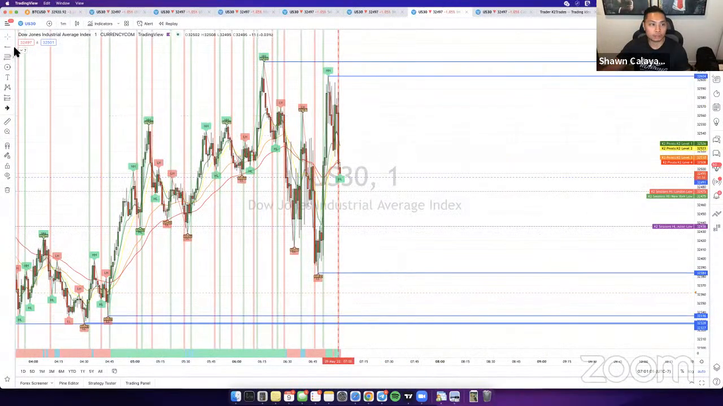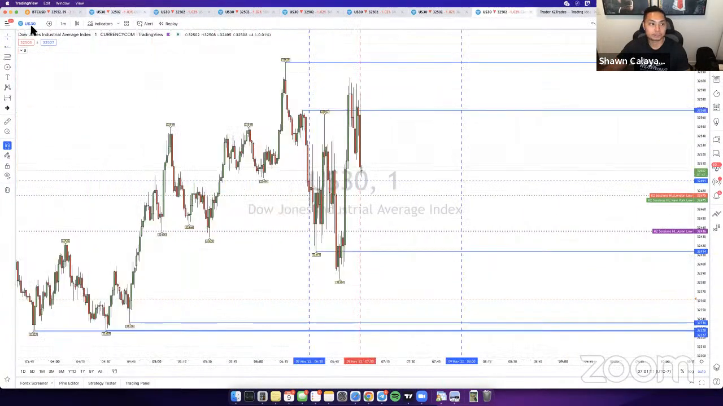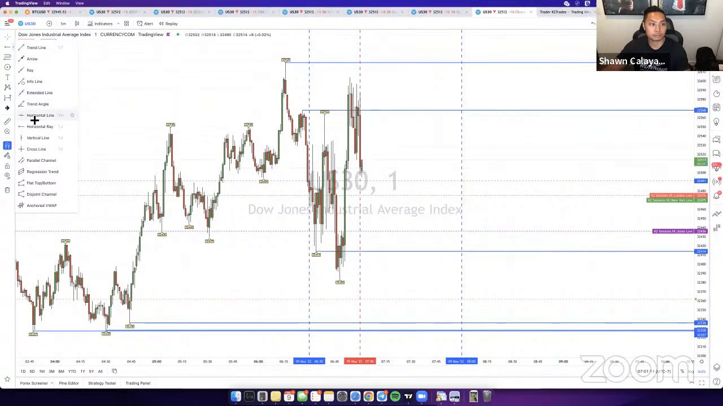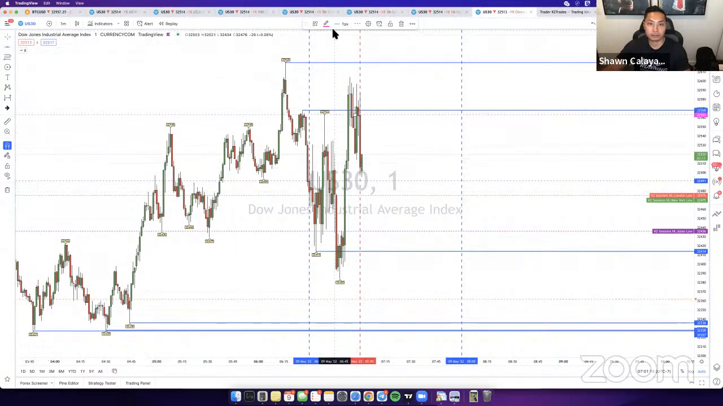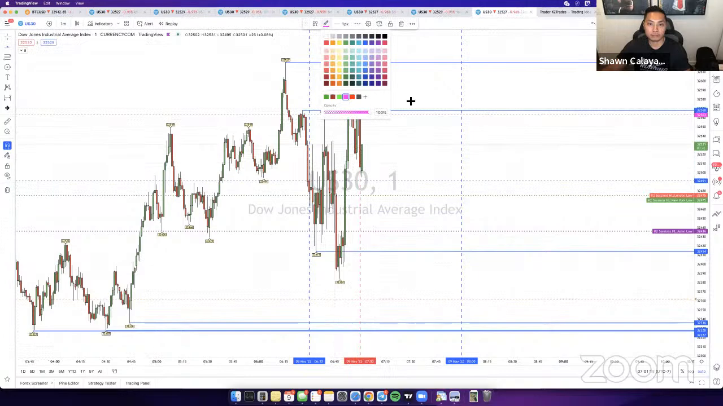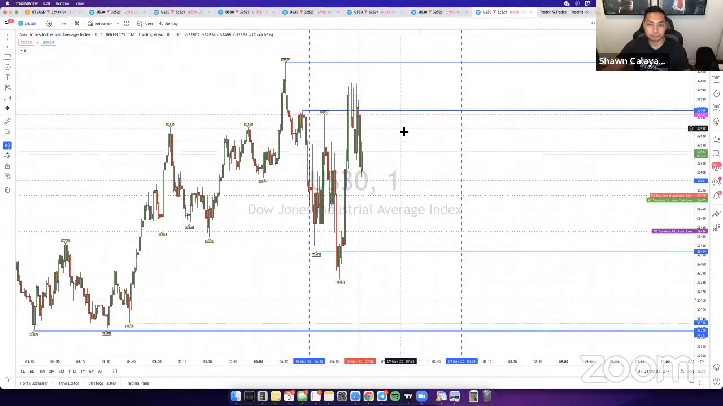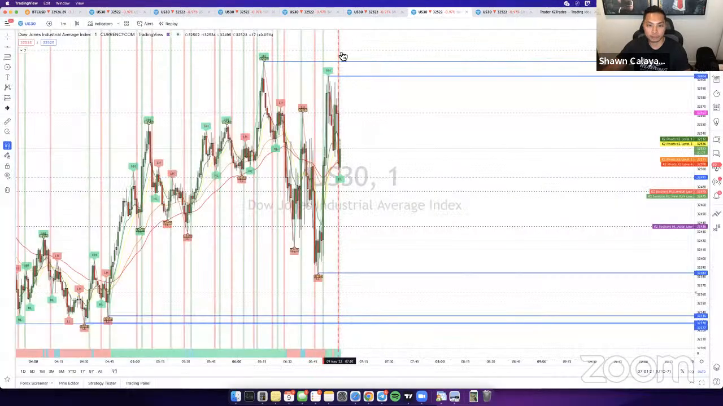With that being neutral, I'm going to go ahead and mark up news price, which should be right here. I'm going to color that a pink line. There we go. So we got news price marked up right there. I'm going to take that off the chart, clean it up a little bit. But other than that, there's nothing for us to take at the moment.